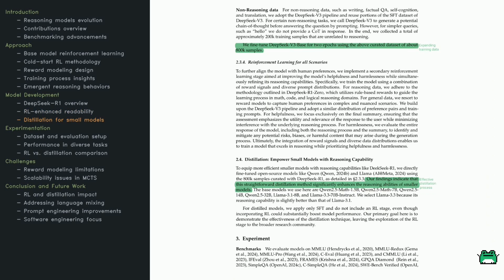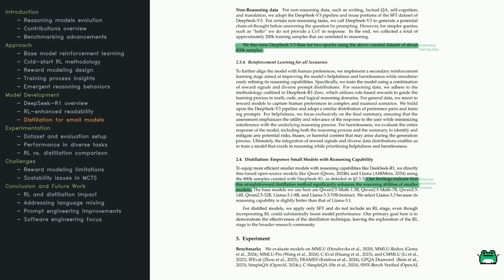Here, we see how non-reasoning data helps balance DeepSeek R1. They included things like writing, factual Q&A, and translation, all of which were less about multi-step reasoning. Using their DeepSeek V3 pipeline, they generated about 200,000 samples for these simpler tasks. Added to the earlier reasoning data, they had a total of 800,000 samples to fine-tune the base model twice.